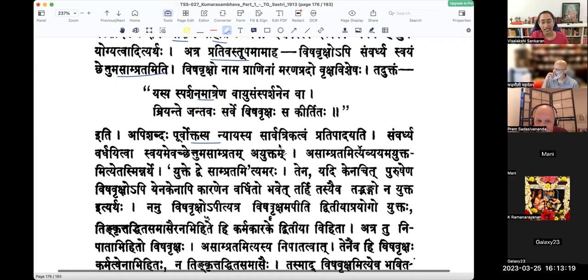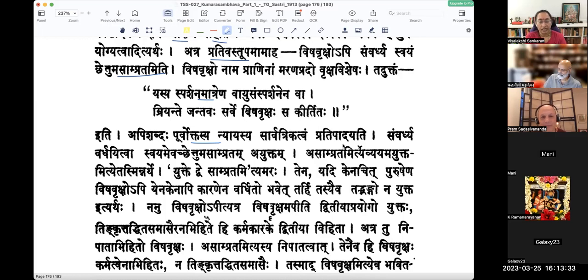Apishabdaha purvoktasya nyayasya sarvatrikatvam pratipadayati. So vishavrikshopi sambardhya, even if it is a poisonous tree. So why does he say sarvatrikatvam? See, Tarakasuraha, he doesn't induce death here, right? Maybe he is a little better than the poisonous tree. So even if it is a poisonous tree, the rule is applicable to everybody. Itaha eva samvardhya, itaha eva praptashrihi. The person who nurtures cannot be the person who kills. So that rule applies to even the most extreme of objects, which is the poisonous tree. So that is this sarvatrikatvam pratipadayati. It applies to every object, not only Tarakasura. Tarakasura is probably the better of the two. He at least only tortures them. He doesn't kill them. Maybe you can take it like that.